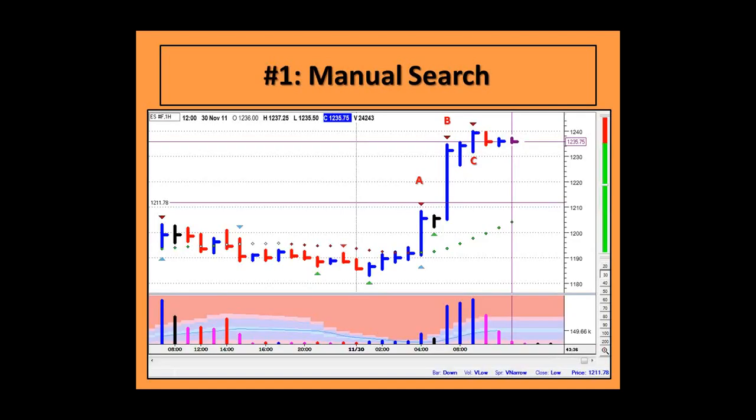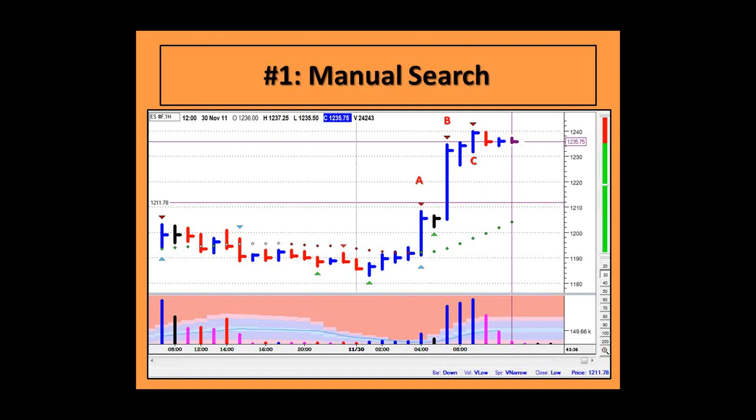So if we did a manual search, I picked the E-mini today, and I have the 1-hour chart at the moment. And I notice here at the beginning of the day, actually prior to the New York Open, we have massive volume coming in. Okay, bar A, bar B, and bar C are all the same indicator, and the indicator is supply coming in. I'm going to explain what supply coming in is in just a minute.